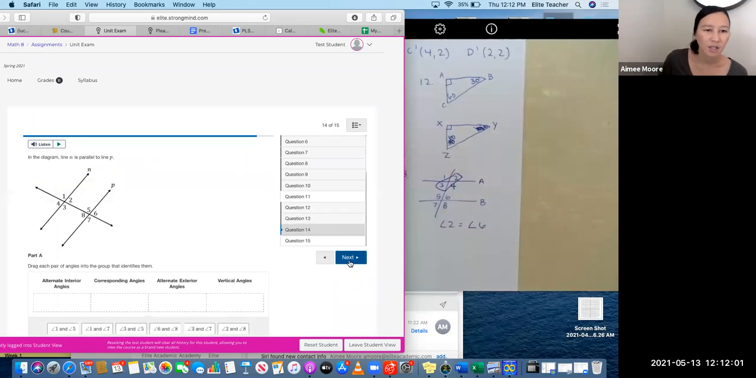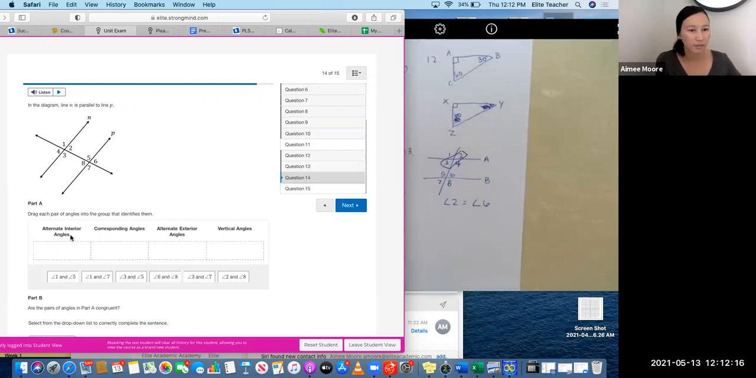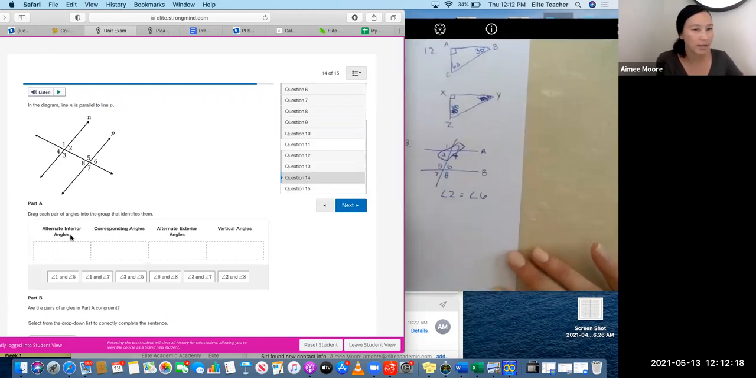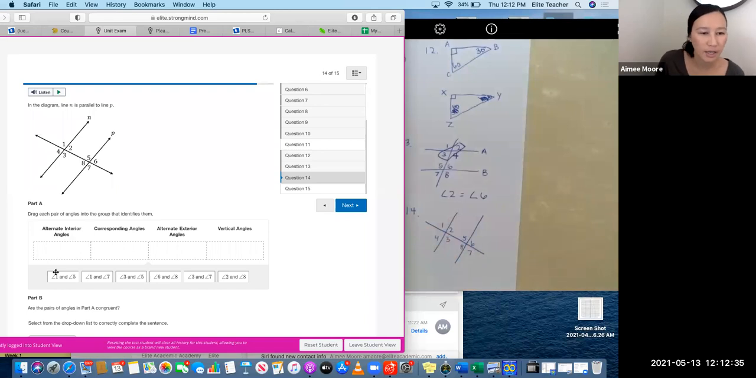Okay, so here it's telling us that line N is parallel to line P. We have to drag each pair of angles into the group that identifies them. So alternate interior angles. Let's see, theirs are labeled different than what I did in that one. So let's just go through.